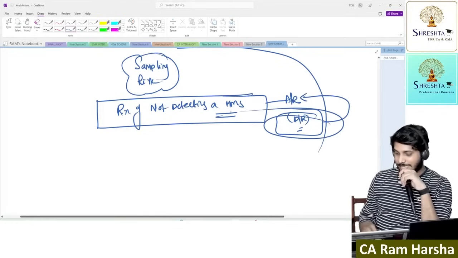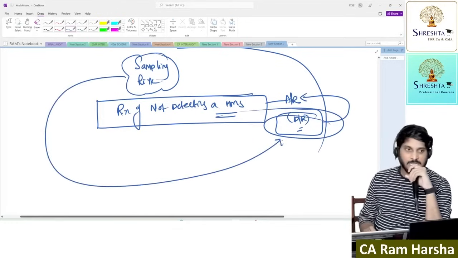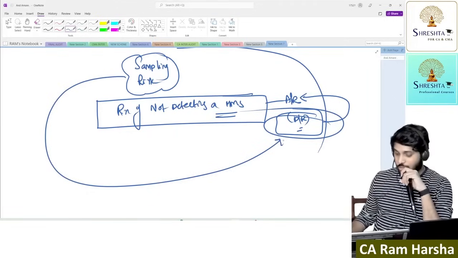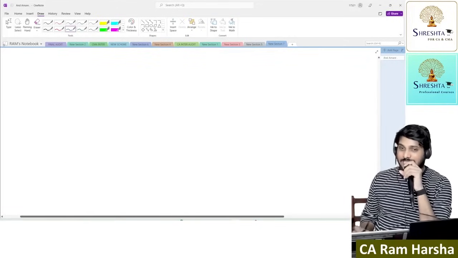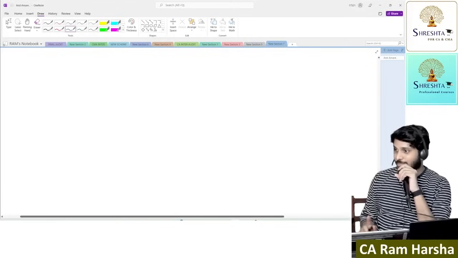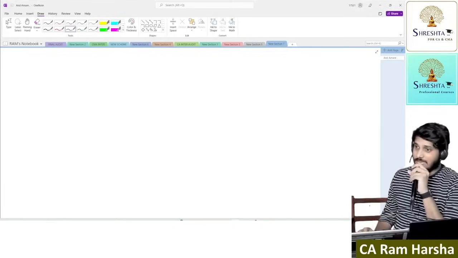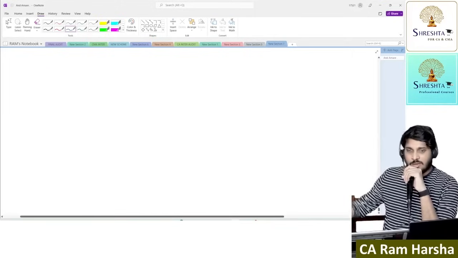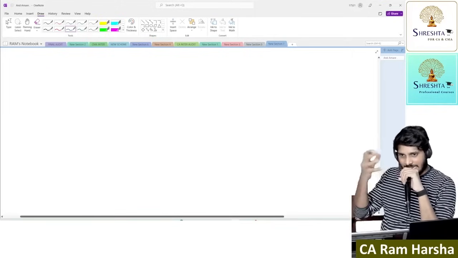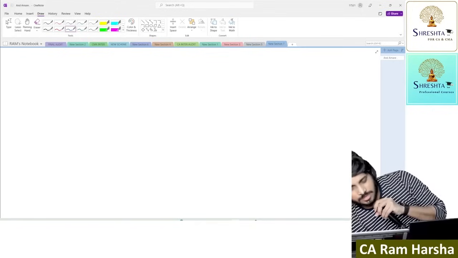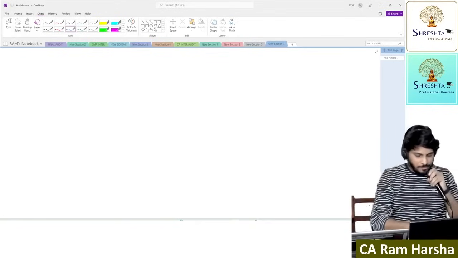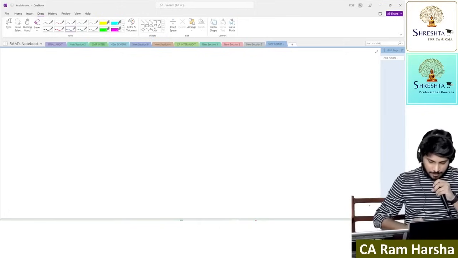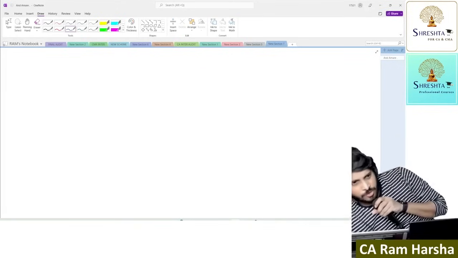And why does detection risk arise? One of the reasons why detection risk arises is sampling risk. So what do you mean by sampling risk? Risk of selecting an inappropriate sample. What is an inappropriate sample? What you are verifying in the sample, the characteristics of the sample, are completely different from the characteristics of the population.